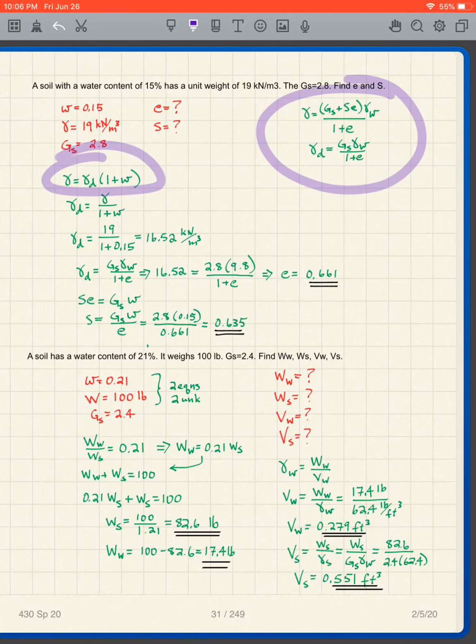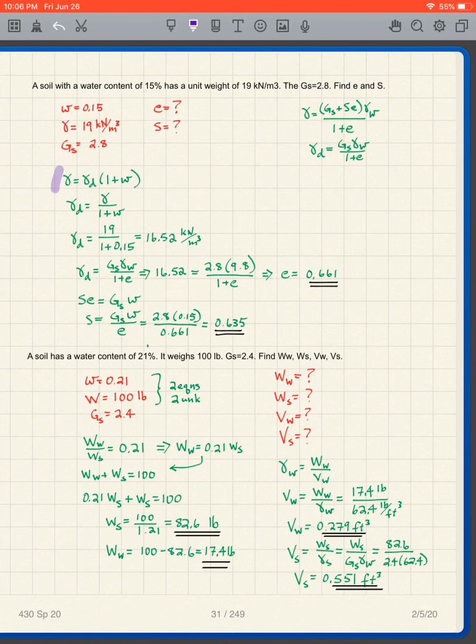What else do I know? I know that gamma is equal to gamma d times 1 plus w. So what do I see? If I look at your shortcut equations, well, I know gamma. I know water content, so I can get my gamma d. So I only have one unknown, so I solve for my gamma d. 19 over 1.15, I get that for my gamma d.